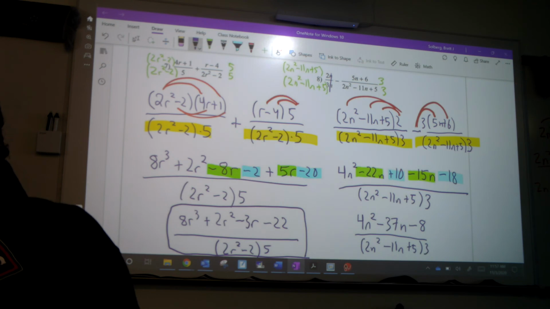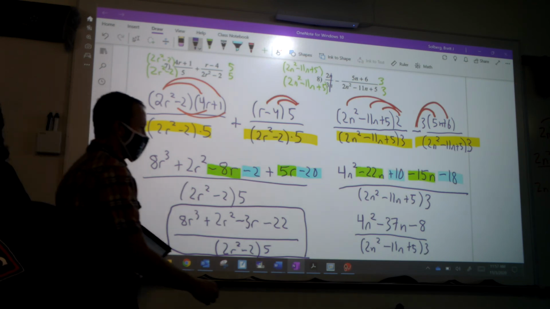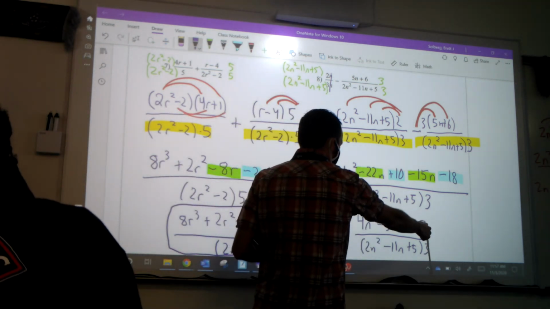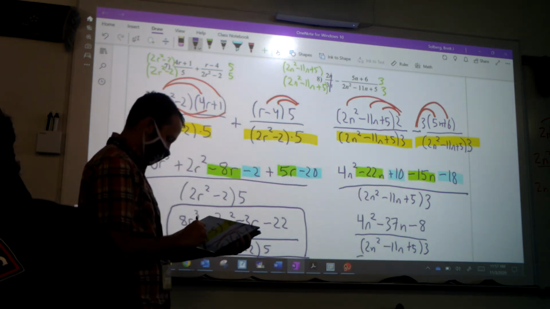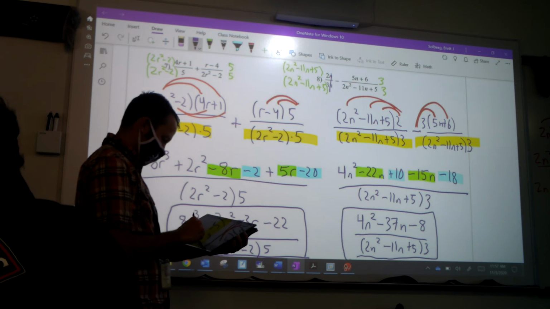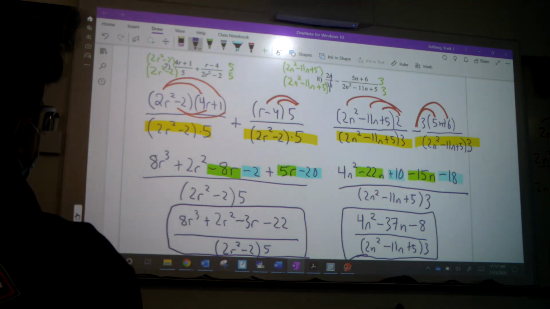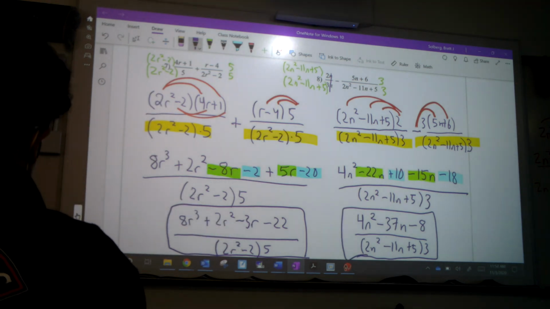Now I want to check to see if there's anything I can do here. 4 and 8 have a common factor, but 37 is prime, so there's nothing I can do to simplify, so I'm just going to go like that. And that is how you add and subtract rational expressions.